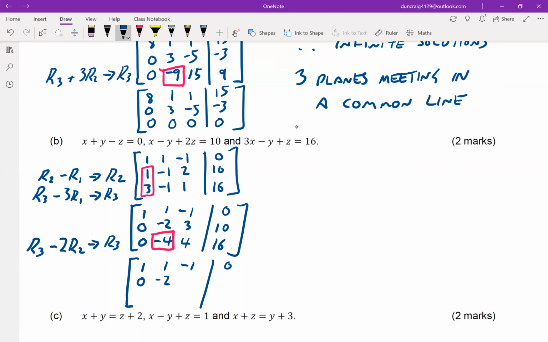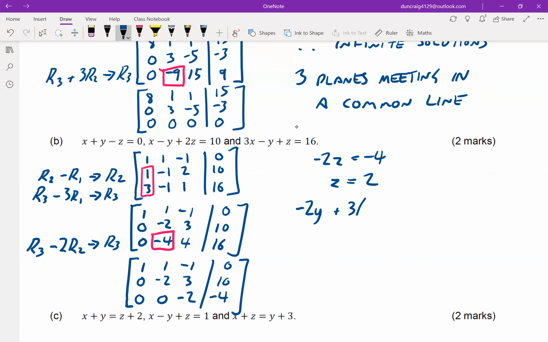Zero, -2, 3, 10, 0. That's going to be a 0 there. So if I do 4 take 6 is -2. 16 take 20 is -4. So then I can say, well, okay, -2z is equal to -4. So z is equal to 2.